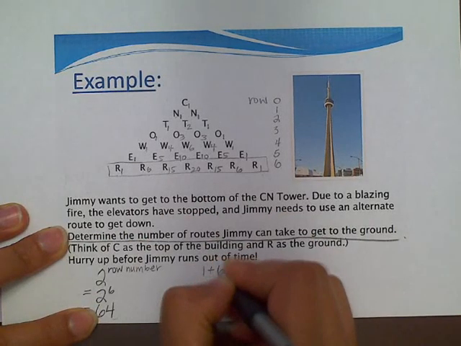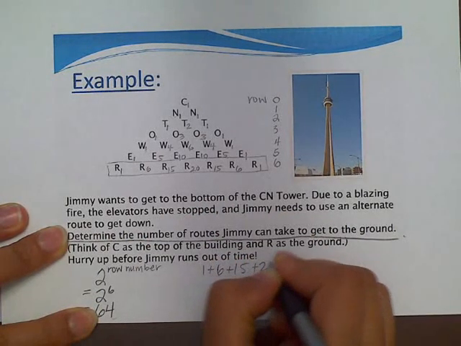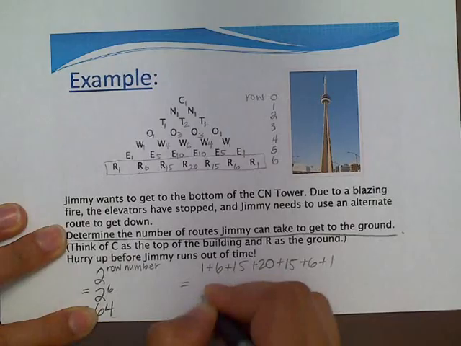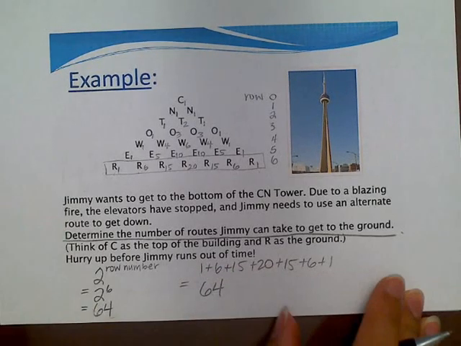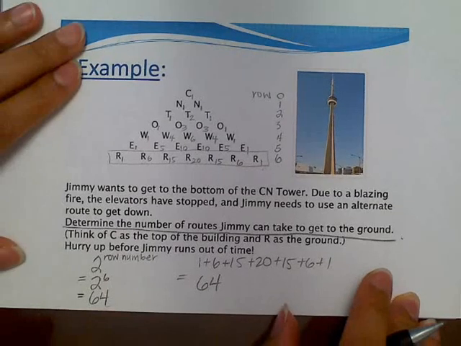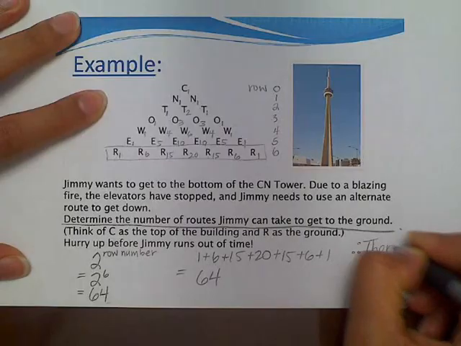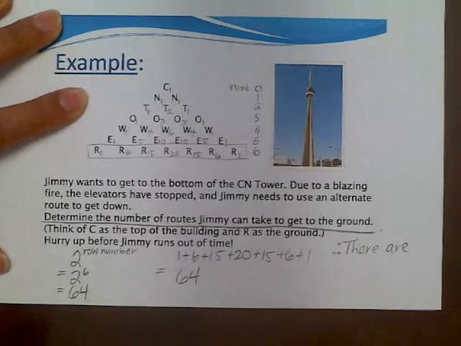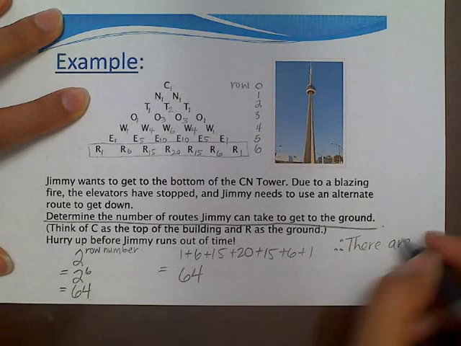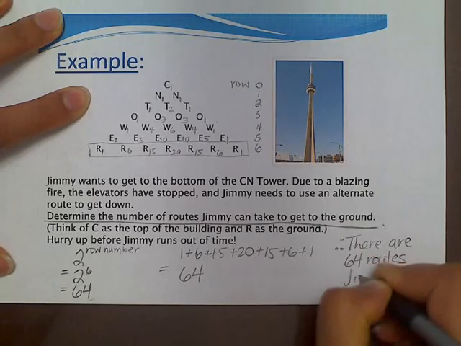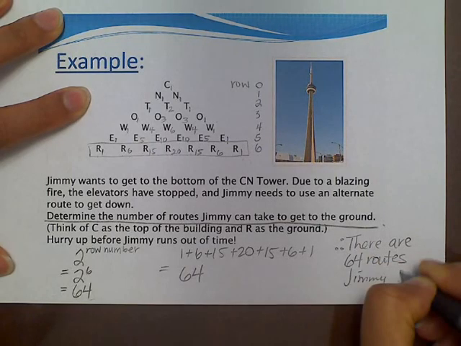And so if I add each of these terms together, so if I do 1 plus 6 plus 15 plus 20 plus 15 plus 6 plus 1, what I do end up getting is 64. So what that tells me is that there are 64 different ways that Jimmy can take. So therefore, there are 64 routes Jimmy can take.